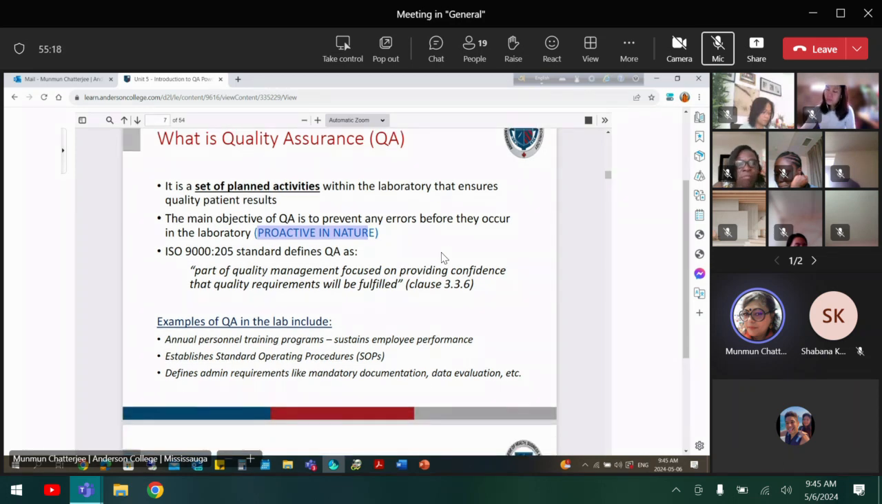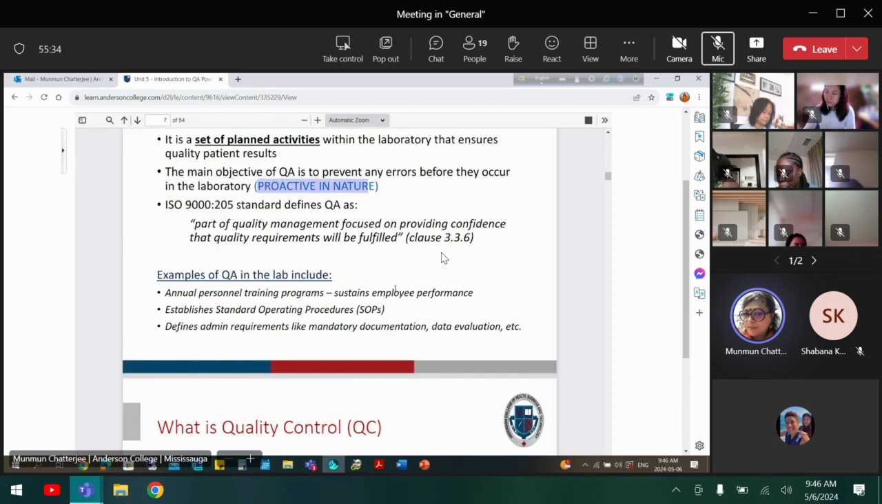This is a part of quality management focused on providing confidence that quality requirements will be fulfilled. So whatever results you are giving, they are quality assured. I can assure the quality of a result. Examples of quality assurance in the lab include annual personnel training programs, sustaining employee performance, and establishing standard operating procedures. If there is a change in the SOP, like a change from SST tube to green tube for some collection, all the phlebotomists and all the blood collection personnel have to be trained.